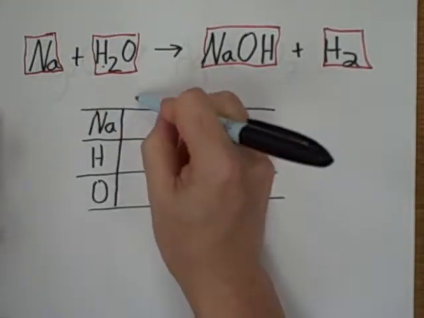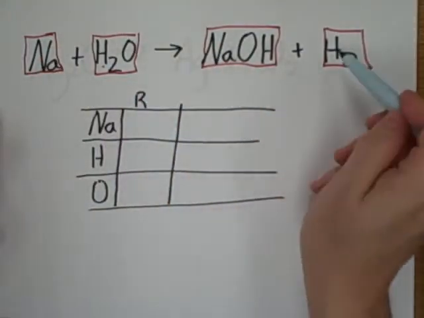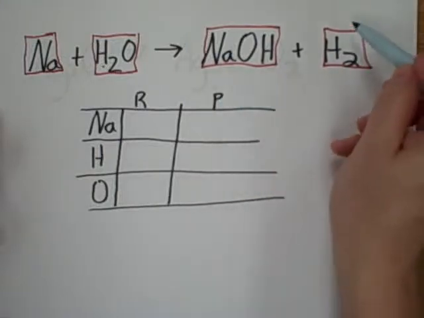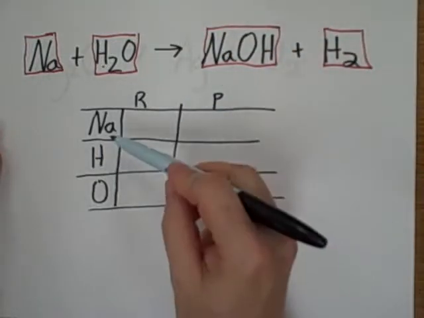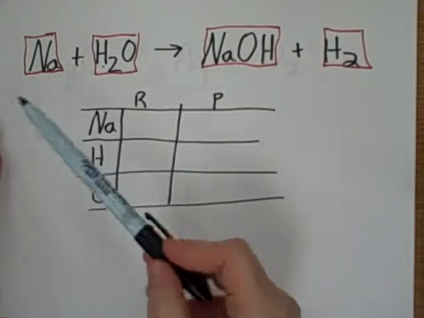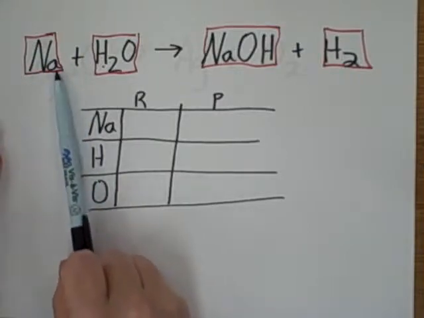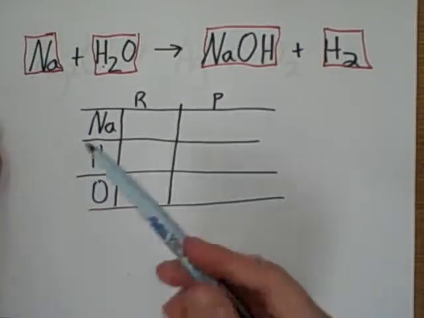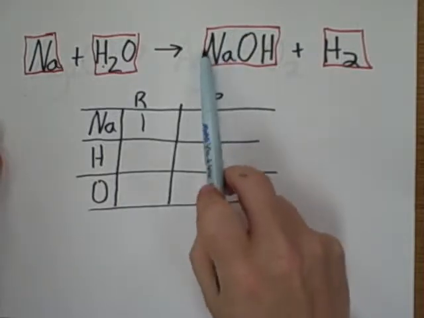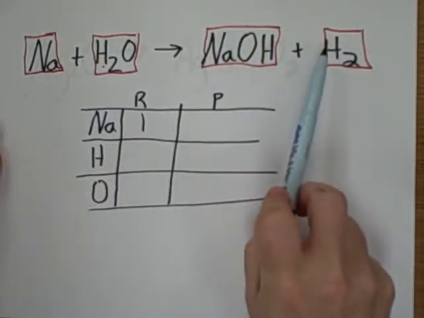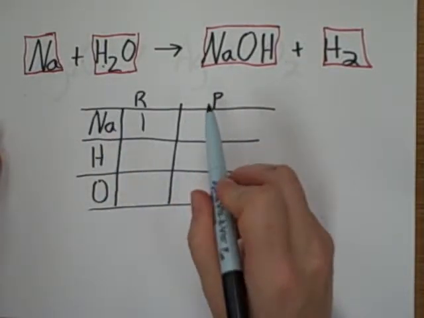One column is for your reactant side, which is everything before the arrow. One column is for your product side, which is everything after the arrow. So we're going to add up the total number of each atom on both sides. Here is sodium on the reactant side, and there's only one of them because there's no numbers after it. So we're going to write a 1 in our inventory. Here is sodium on the product side. It appears nowhere else, and there's only one of them, so we're going to write a 1 on the product side.